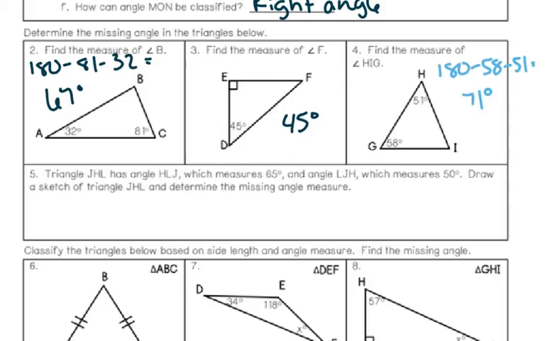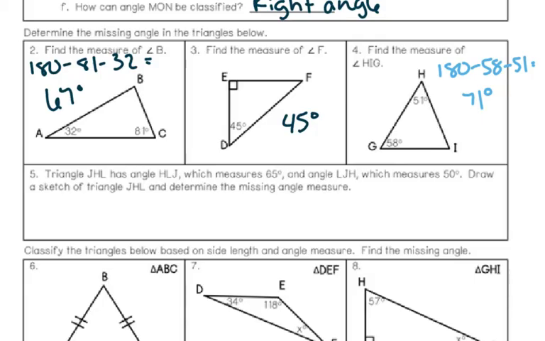On question 4, I am going to take 180 and subtract 58 and 51 degrees, and I am left with 71 degrees. Question 5 says triangle JHL has angle HLJ, which measures 65 degrees, and angle LJH, which measures 50 degrees. Draw a sketch of the triangle and determine the missing angle measure.